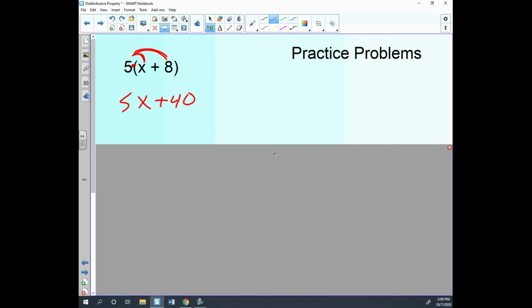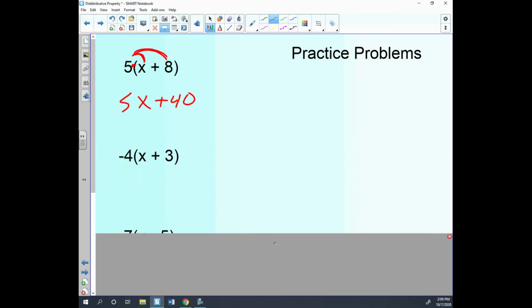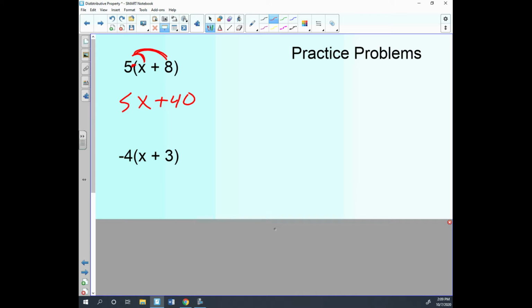So let's just kind of pound through a couple examples. This one right here is going to be the negative 4 times x and negative 4 times 3, which is actually going to be negative 12. Some people say minus 12. I say negative 12. It's all part of what you need, all right? So does that make sense to everyone?